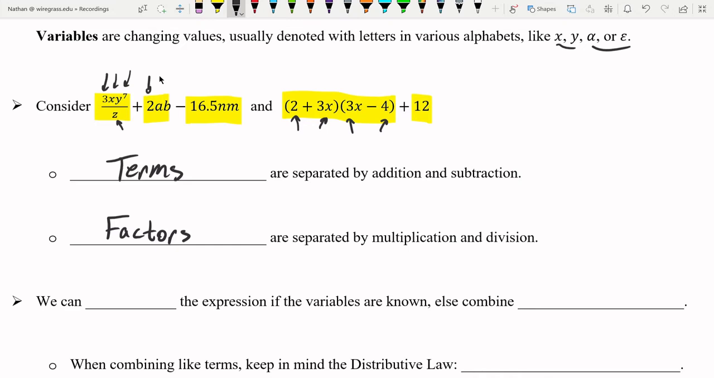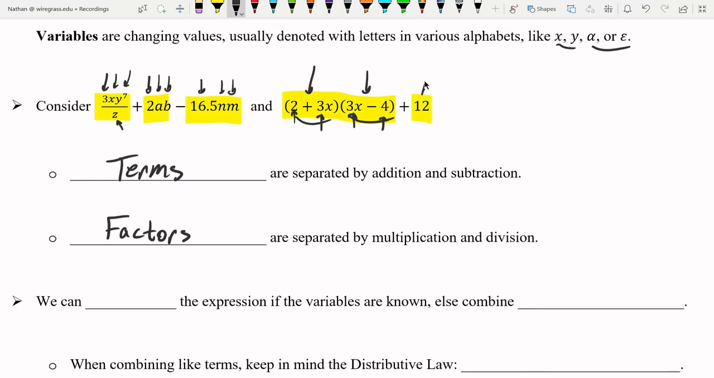We also have 2a and b, and then 16.5, n, and m. Those are all factors within their respective terms. Inside the second expression, we have two factors, this factor 2 plus 3x, and this factor 3x minus 4. Of course, these two factors have within them two terms, and those are separated by the plus and minus inside the factor. So we have a term within a factor within a term within this overall expression.